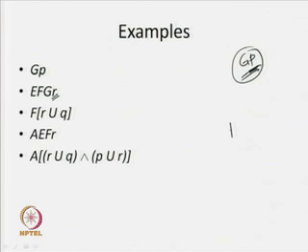FGR: now F is a temporal operator, G is a temporal operator, and R is a CTL formula, because it is an atomic proposition. So this temporal operator G is not preceded by any path quantifier, and directly we are getting F. So this FGR is a temporal formula, no doubt, but it is not a CTL formula. Since it is not a CTL formula, EFGR is also not a CTL formula.